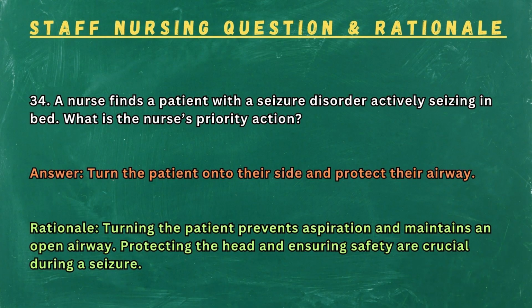34. A nurse finds a patient with a seizure disorder actively seizing in bed. What is the nurse's priority action? Answer: turn the patient onto their side and protect their airway. Rationale: turning the patient prevents aspiration and maintains an open airway. Protecting the head and ensuring safety are crucial during a seizure.